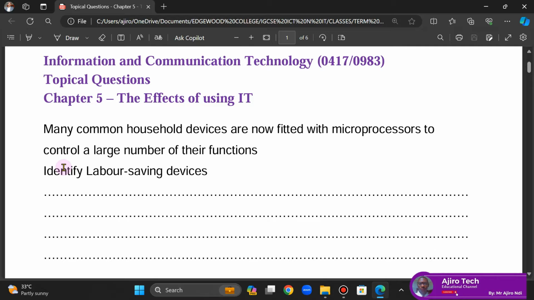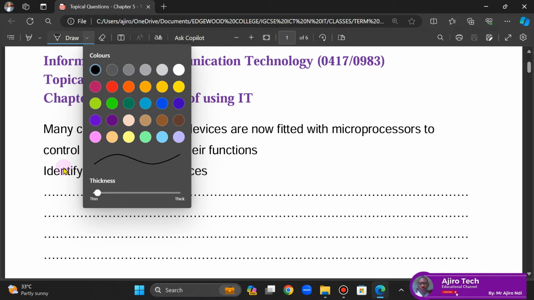Many common household devices are now fitted with microprocessors to control a large number of their functions. Identify labor-saving devices. So we have the microprocessor control devices. These are devices that can control certain devices in our homes, okay? And we have them in two categories. The first group is the labor-saving device, and the other group is the other devices. So let's look at those labor-saving devices that would help us.